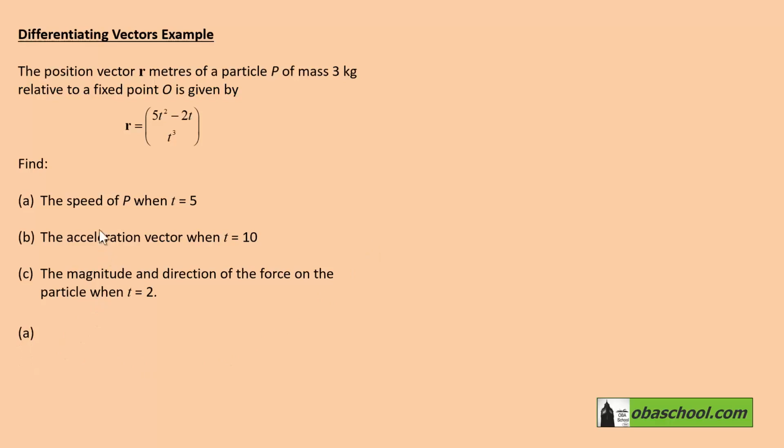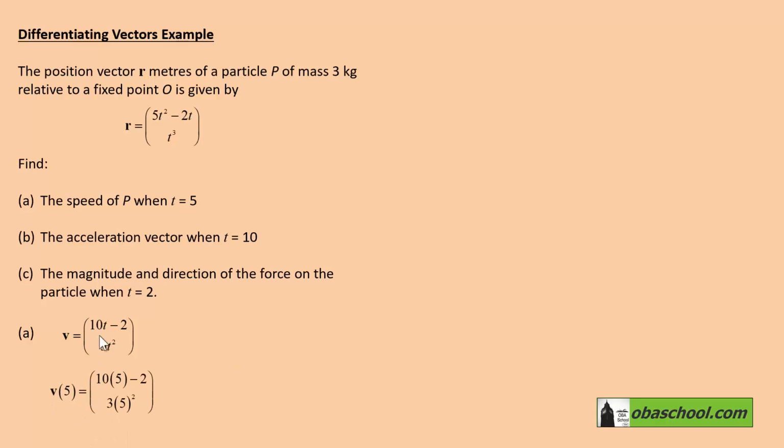So for part A, we want speed. That means we need velocity, and this is displacement, so we're going to differentiate. Differentiating 5t² − 2t gives us 10t − 2. Differentiating t³ gives 3t².